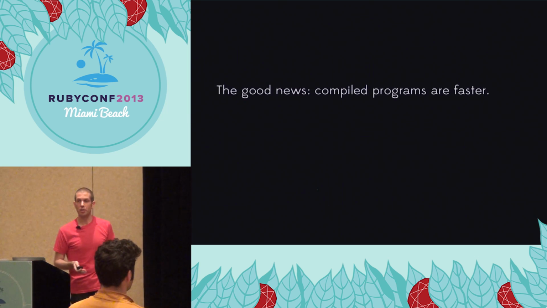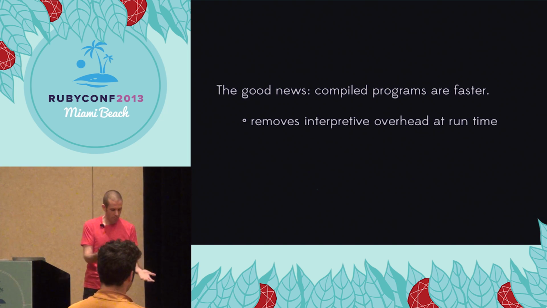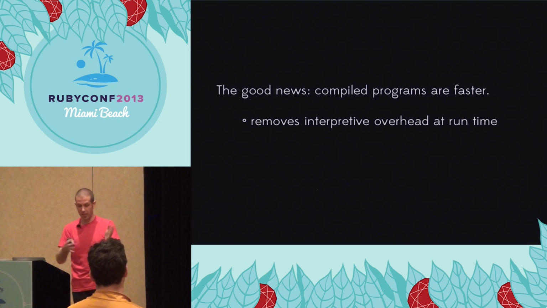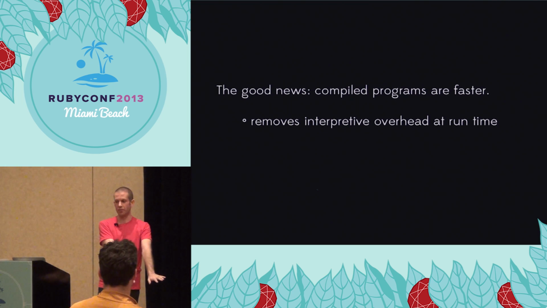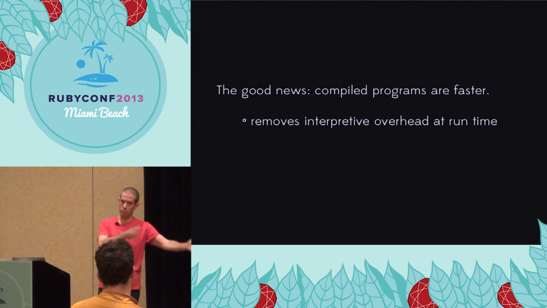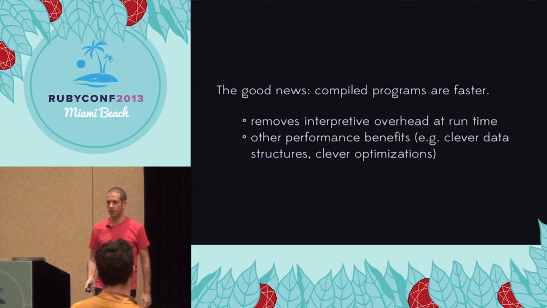So the good news about compilers is that compiled programs run faster. Staging the computation like this removes the interpretive overhead at runtime. And by interpretive overhead, I mean all of that faff of parsing the program and walking over the AST and deciding what you're going to do with it. That all gets done at compile time. And by the time the program runs, that work's already been done. And so if you're going to run the program a million times, it makes sense to do the interpreting stuff once and then just run the target code that doesn't have all of that overhead.